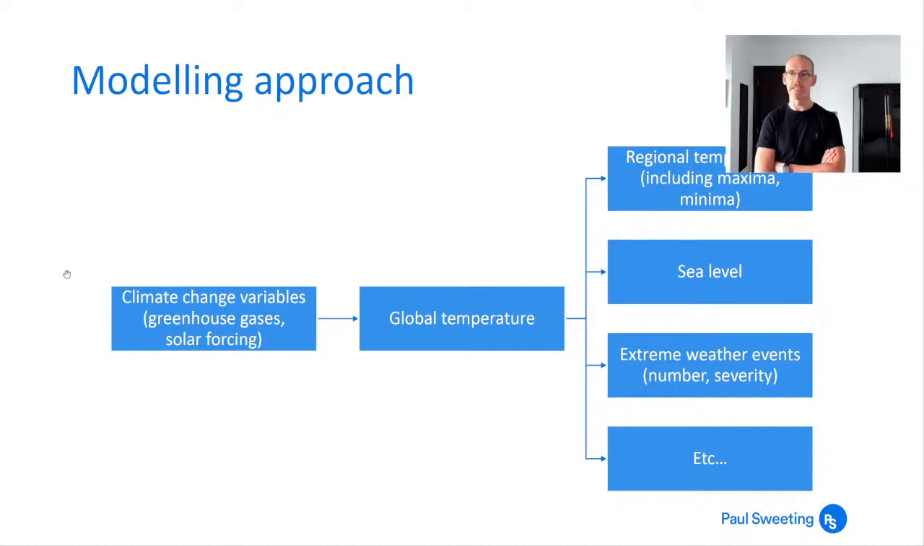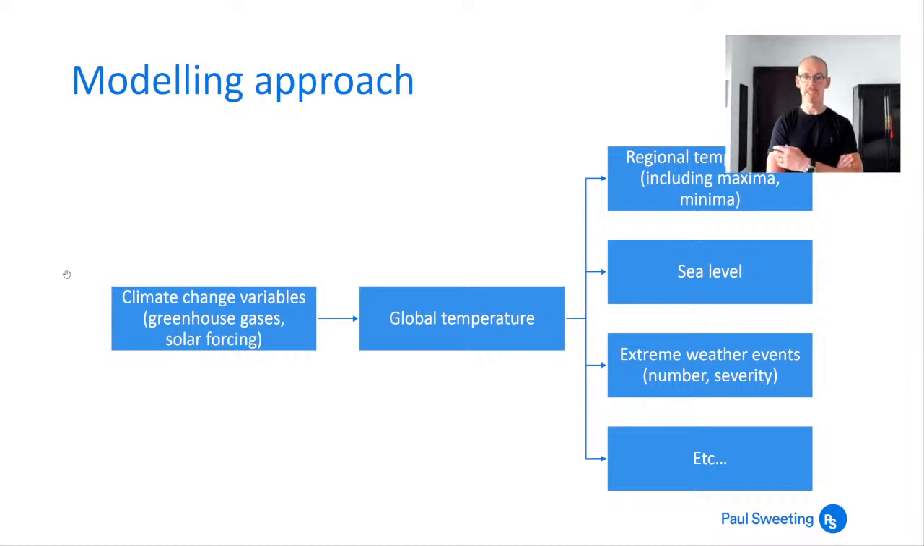So if I was going to build a stochastic climate change model, this is the sort of approach that I would use. I'll start with modelling climate change variables, mainly greenhouse gases, maybe solar forcing, but I don't think this is important, but mainly the greenhouse gases. And I would use those to give me an indication of what the global temperature would be. And then I would take that global temperature and see what the AR5 projection said the regional temperatures, sea levels, extreme events and so on would be on a more local basis given a particular global temperature.